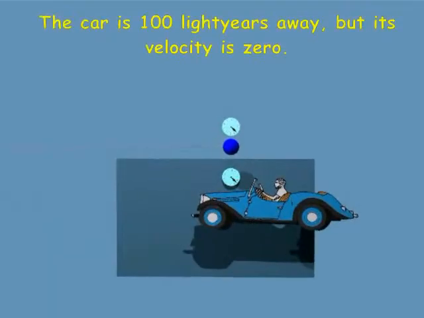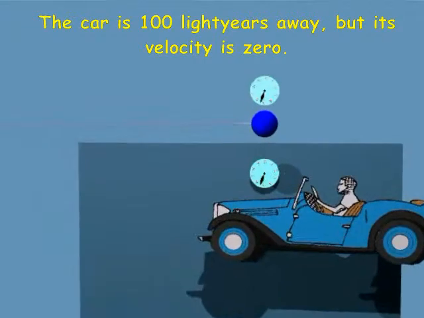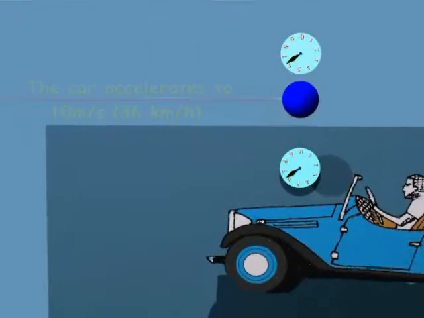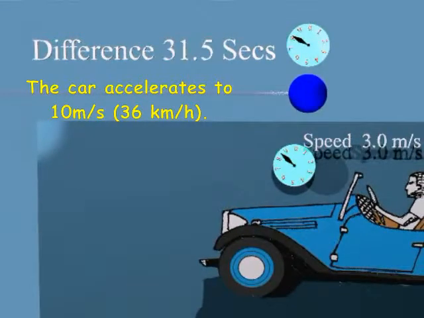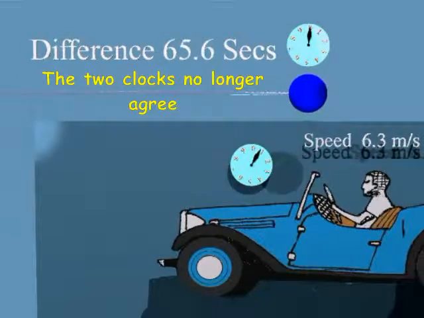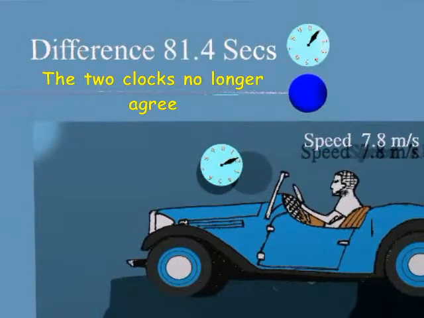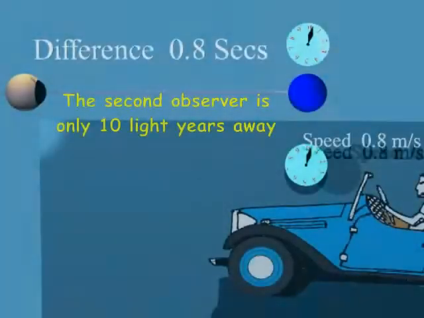If we look at a car 100 light years away, but moving at the same velocity as us, and it accelerates to 10 meters per second, its clocks will advance by 105 seconds according to the Lorentz transforms. The reference clock stays synchronized with our own.